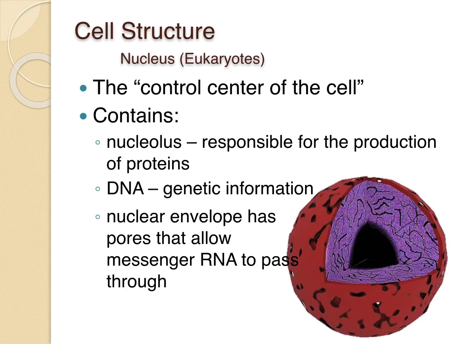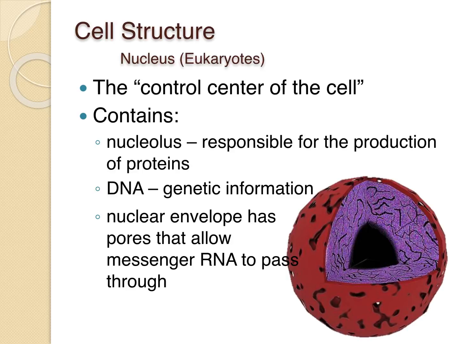The nucleus in eukaryotic cells, that's the control center of the cell. That's where all the instructions come from. So it contains a nucleolus. In the picture at the bottom, the nucleolus would be that black center. The nucleolus is responsible for production of proteins. The nucleus also contains the DNA in the form of nucleic acids. And it also has the nuclear envelope with pores in it to allow RNA to pass through.